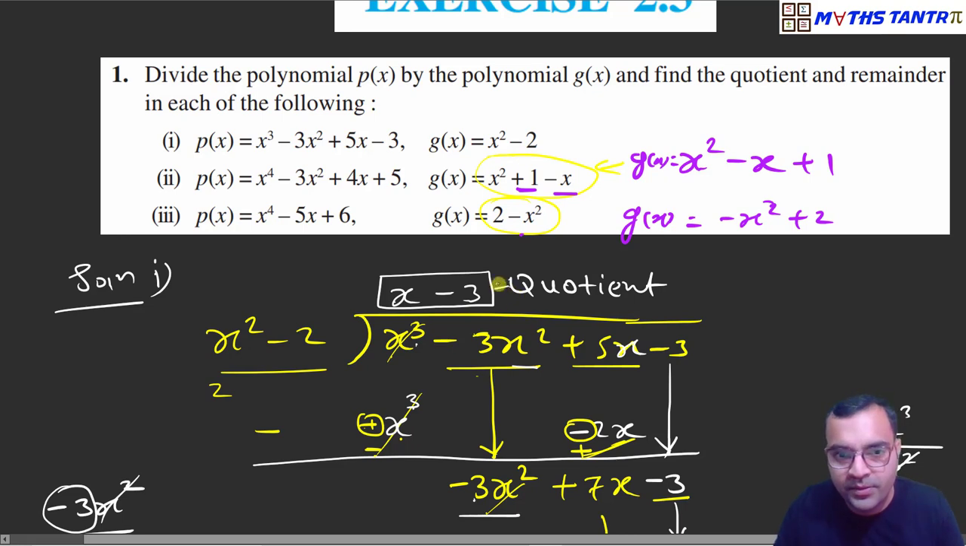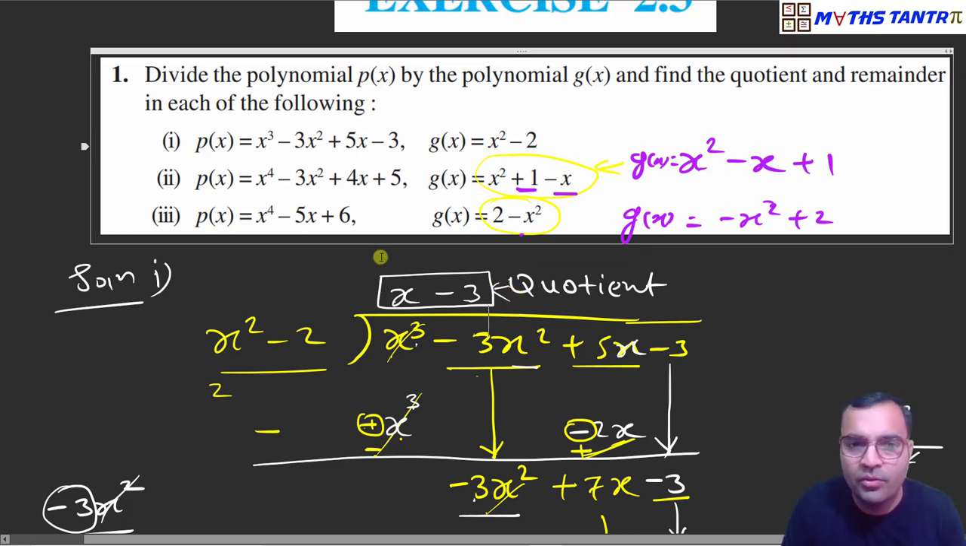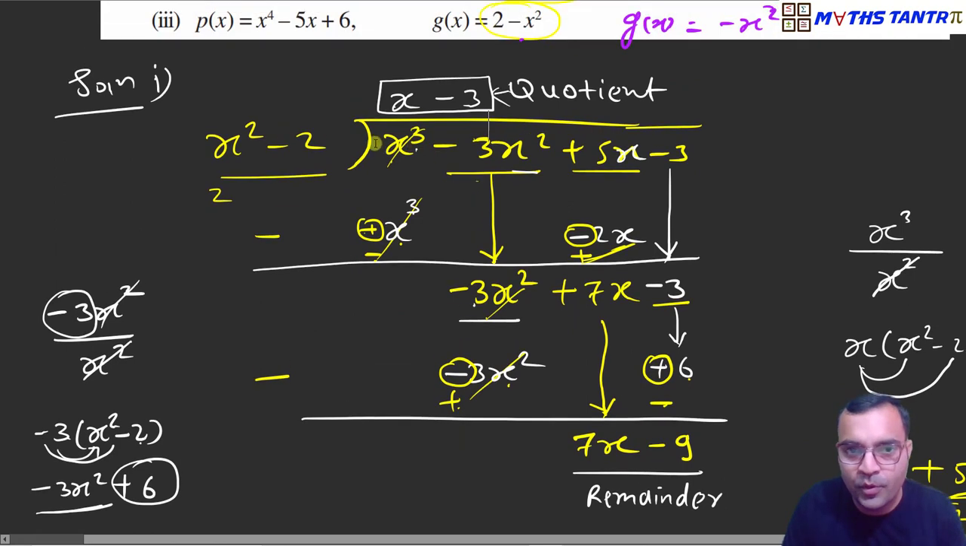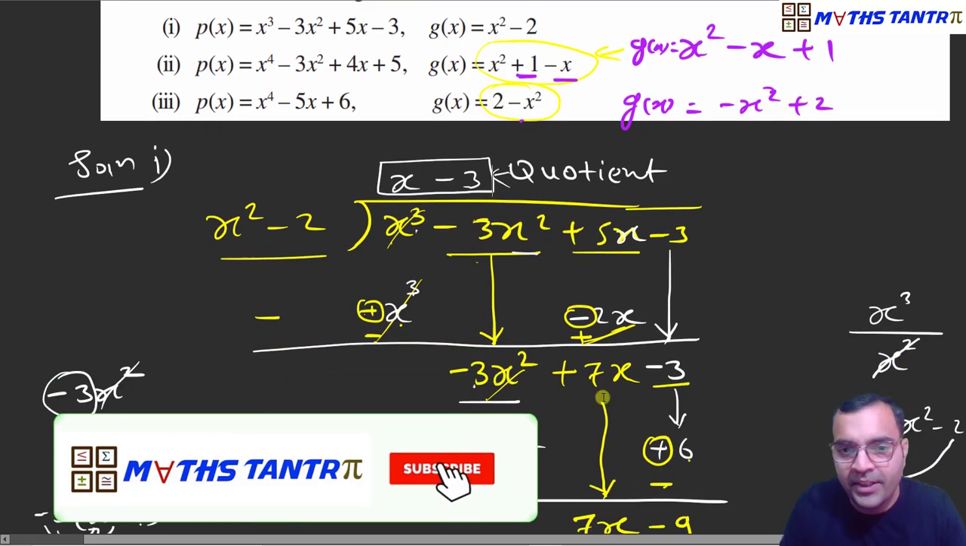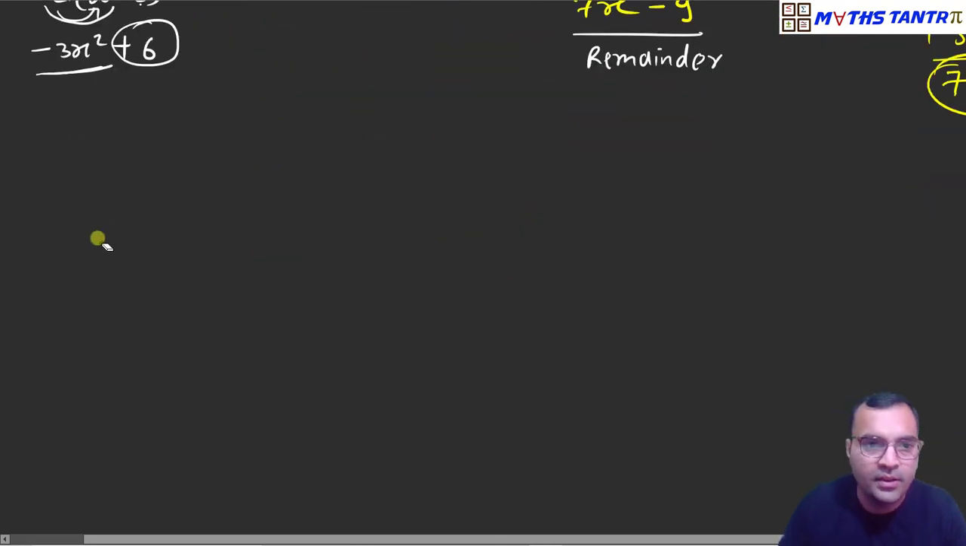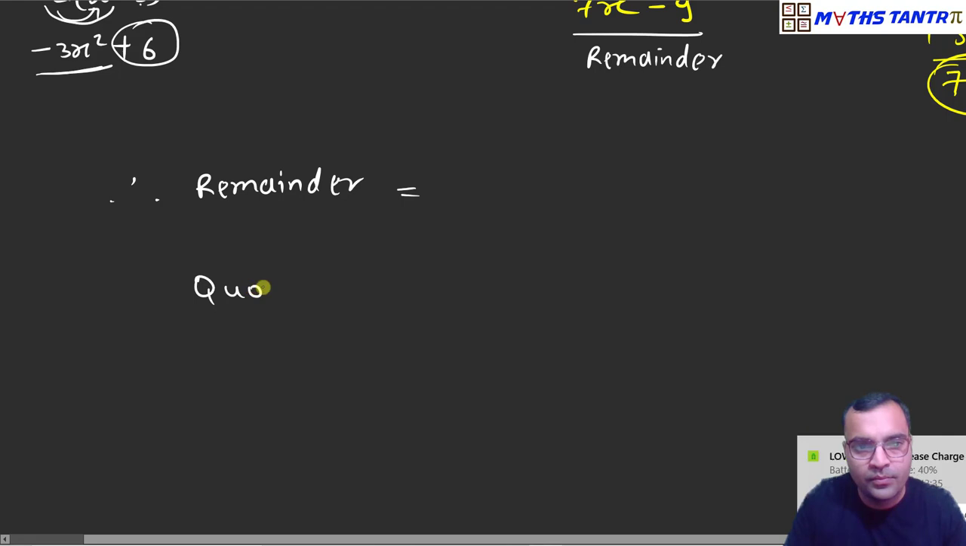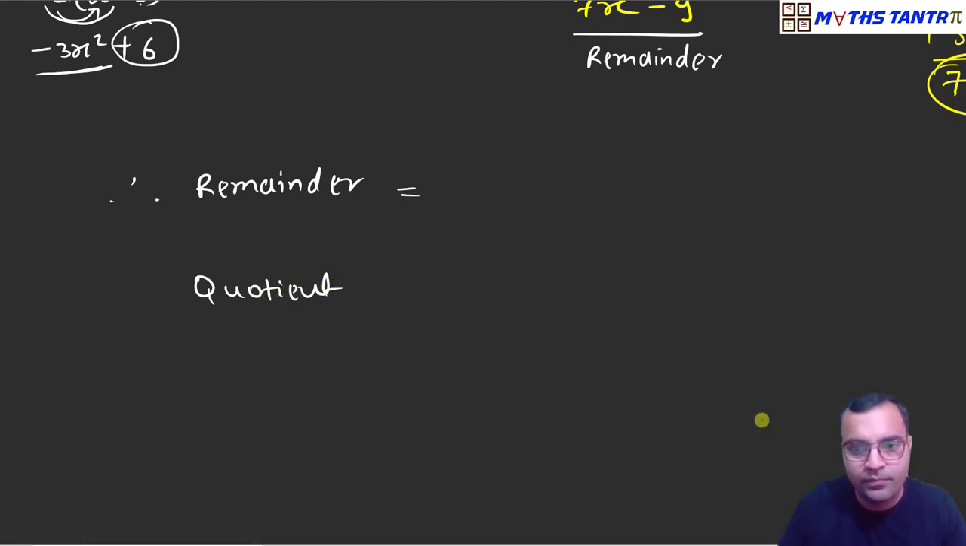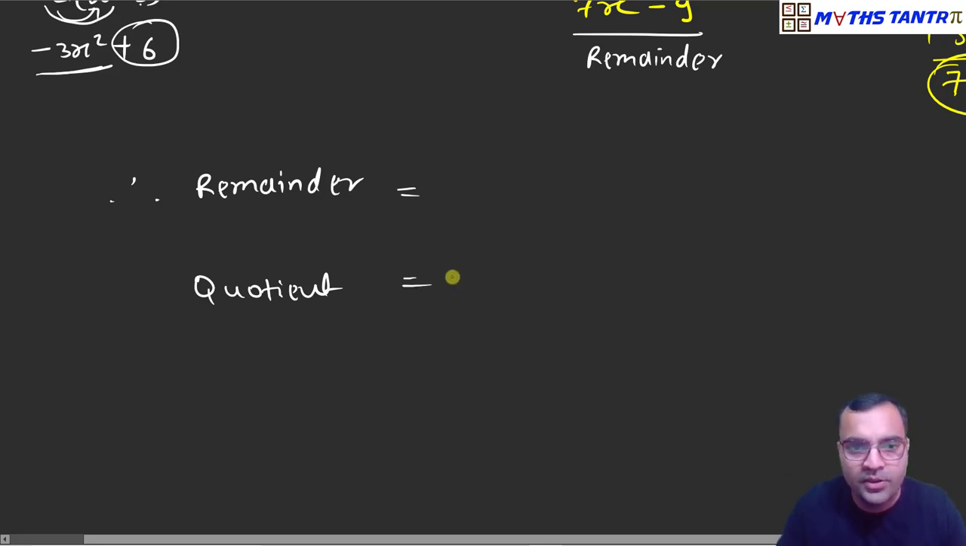This will be our quotient. Okay, so what was the question? They asked us to divide this polynomial by this polynomial and find the remainder and quotient. So we got the remainder, we got the quotient. So at the last we should write, therefore, remainder is equal to, and the quotient is equal to, just write it down.